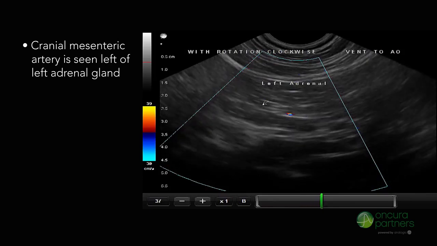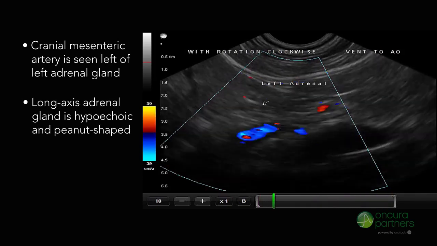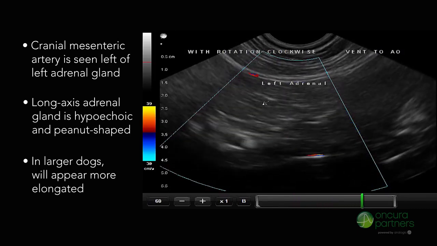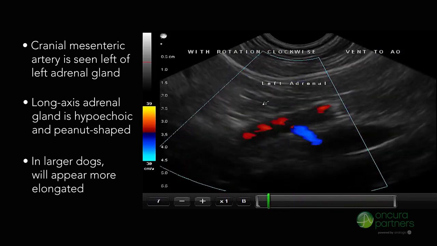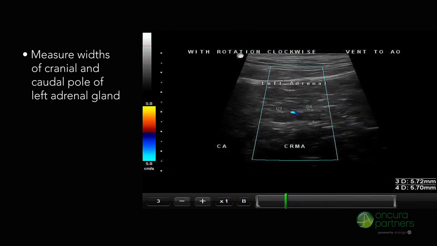On the left side, the long axis plane of the adrenal gland is hypoechoic and peanut-shaped. In larger dogs, it can be more elongated. With high-frequency transducers, the cortex and medulla can be readily seen. Measure the widths of the cranial and caudal poles of the left adrenal gland to compare with normal references.